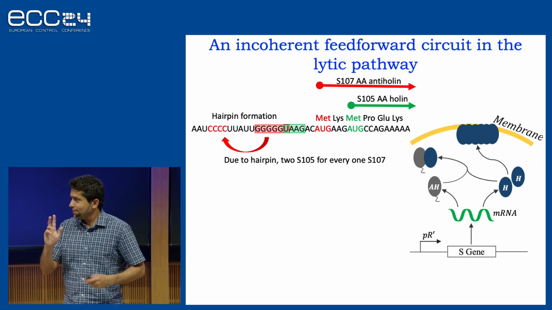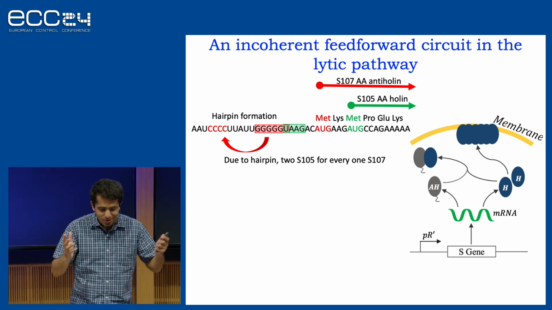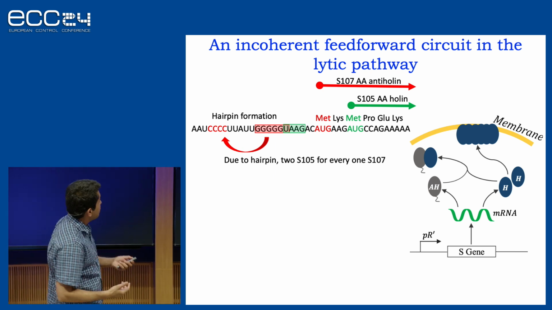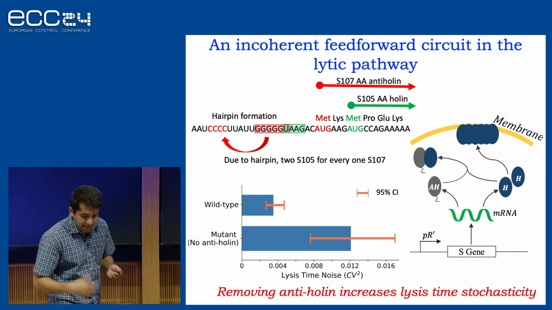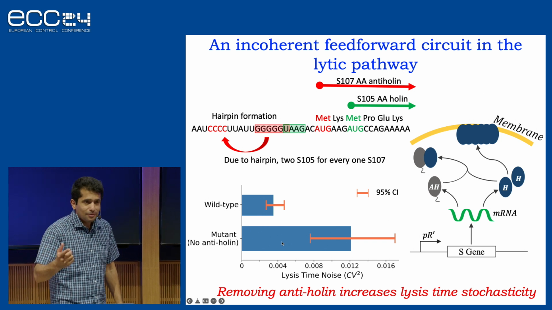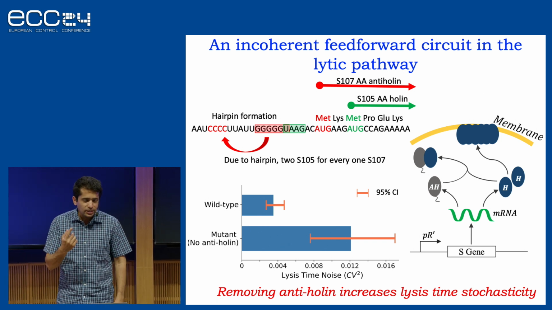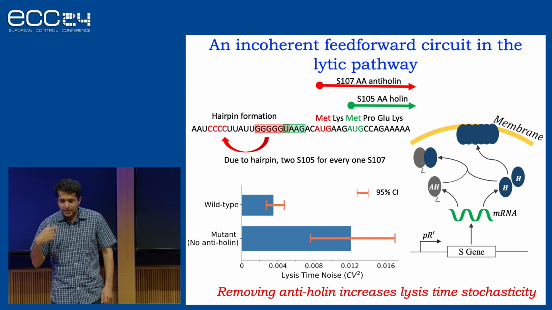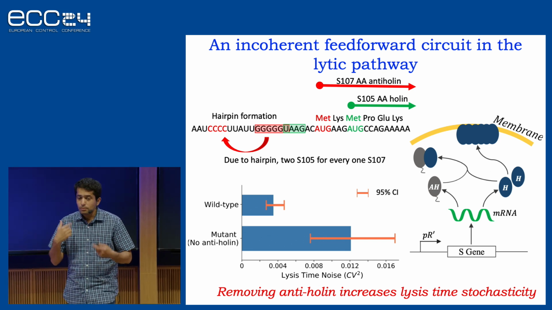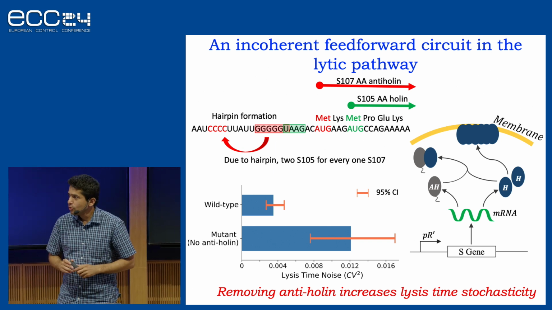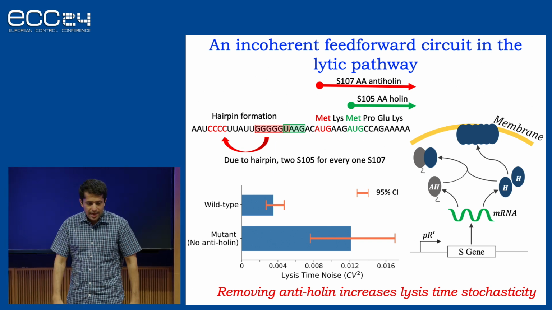Of course, if it's 1 and 1, it'll never lyse. So it has to be 2:1. And what we found in some experiments is that if you delete this anti-holin, then the noise in the timing of lysis is much higher. So now we're trying to change the ratio. We have 3:1, 3:2, 4:1, and we're doing experiments and modeling to understand how this incoherent feed forward can lead to more precise timing of events at a single cell level.